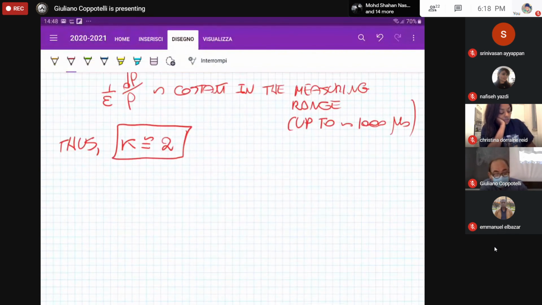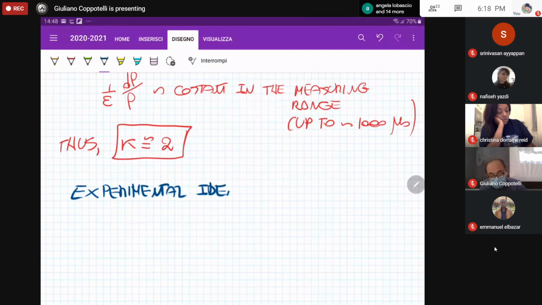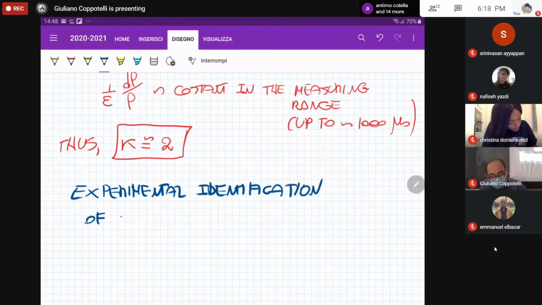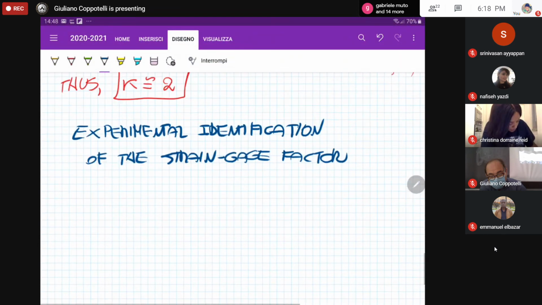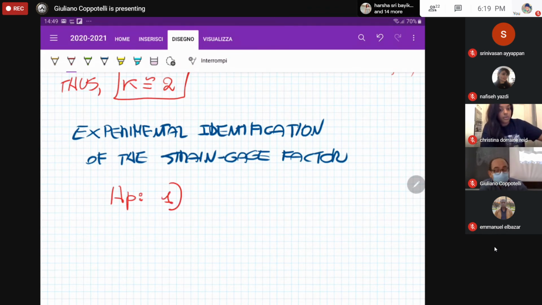First, the experimental identification of the strain gauge factor. So the first hypothesis is that there is no transverse sensitivity.